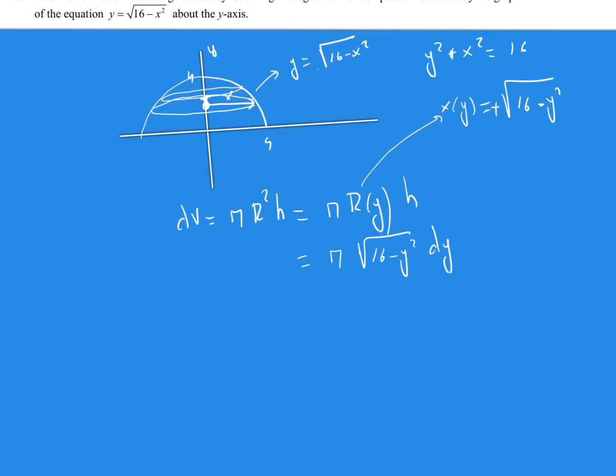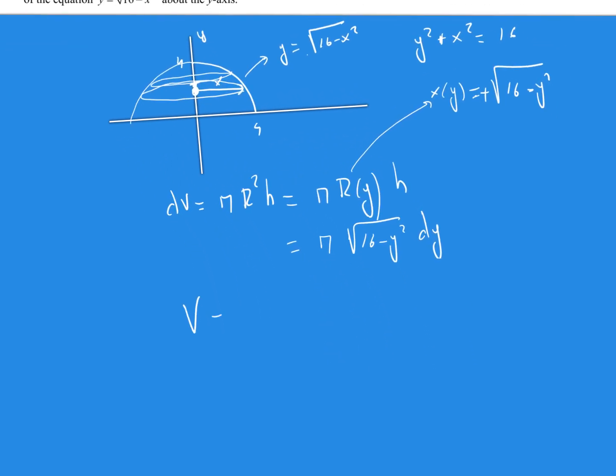So what is the volume? The volume is the sum from y equals 0 to y equals 4. You arrive to here, and you are summing many disks, an infinite number of disks, of pi times the square root of 16 minus y squared, squared, dy.